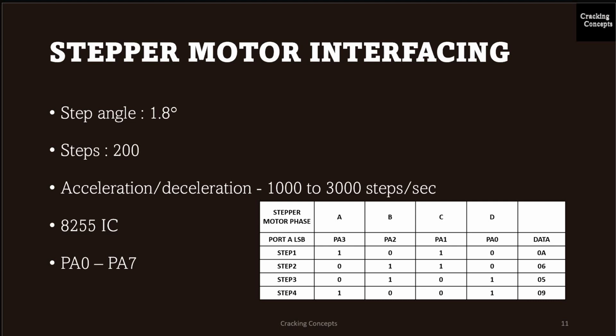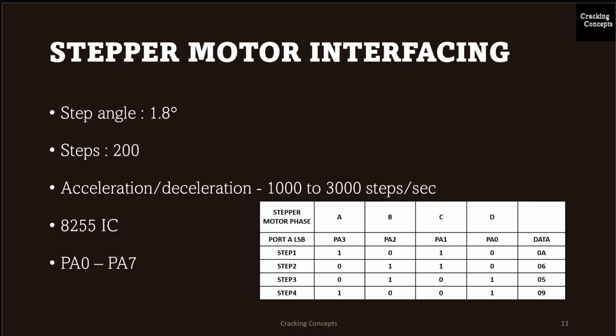A few other details on the motor that we are using here. In the example I have shown before, we saw that the step angle was 90 degree. In the demo that we see here, we see that the step angle of the motor is 1.8 degree. So on calculation we see that for one complete rotation we need 200 steps. Also the acceleration and deceleration can be from 1000 to 3000 steps per second.